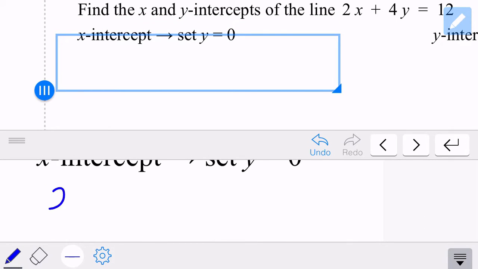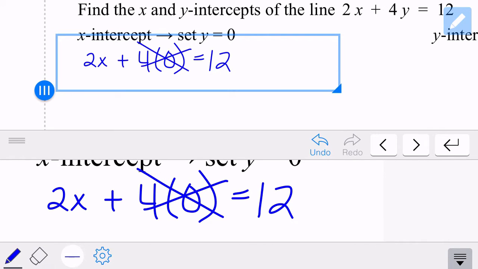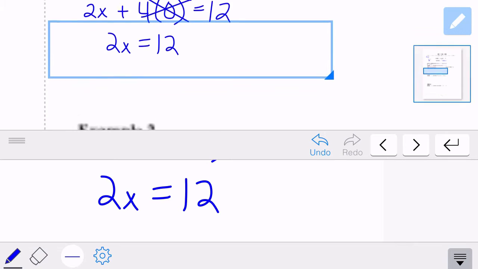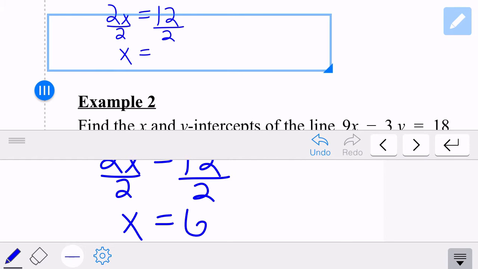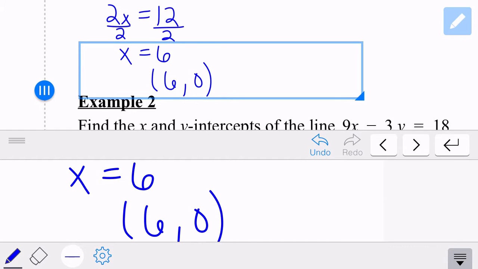So we would have 2x plus 4 times 0 equals 12. So what happens then? 4 times 0 is just 0, so really that piece goes away. So all that we'll have is the 2x equal to 12. Then all we got to do, solve for x. So we need to divide by 2 on both sides. So x would equal 6. That would give us the point 6, 0 as the x-intercept.